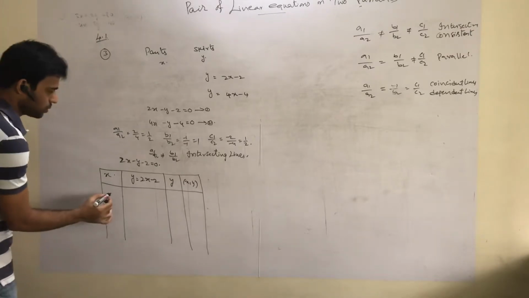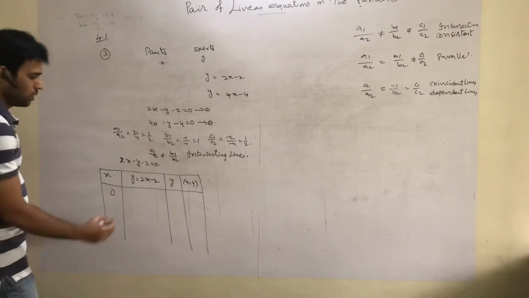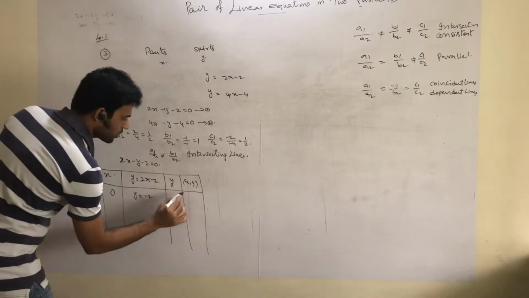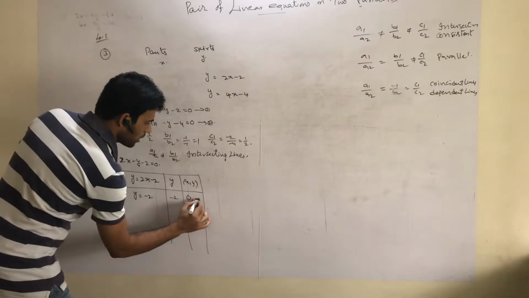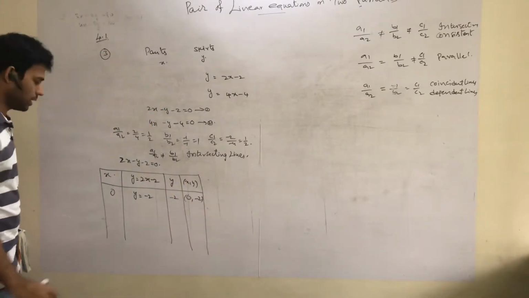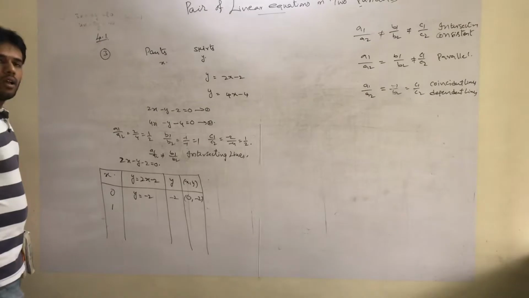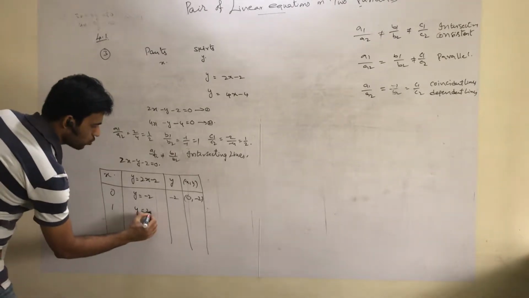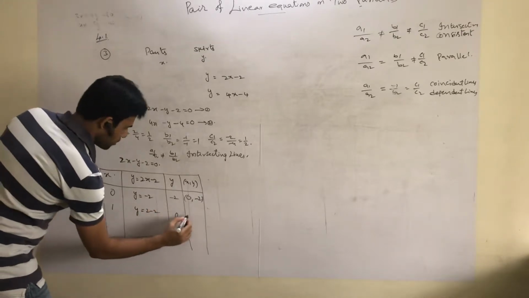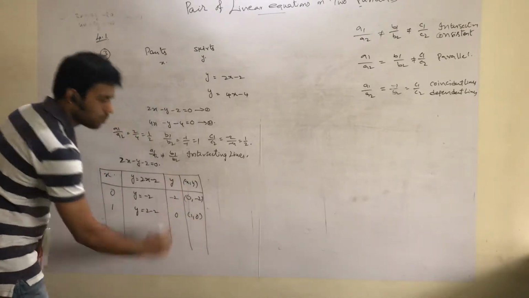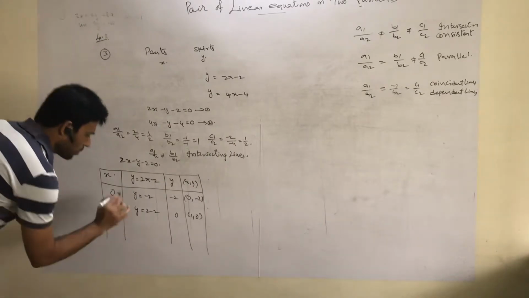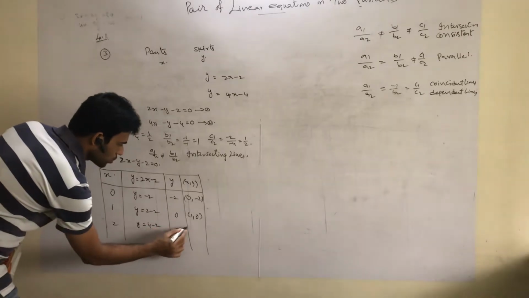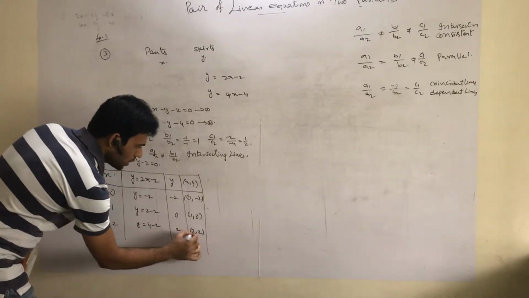Just find that. Let's substitute x as 0. So y becomes 2 into 0 is 0, so minus 2. So y is minus 2, so 0 comma minus 2. That's one coordinate. Let's consider x as 1. So y becomes 2 into 1 is 2 minus 2, that is 0. So the coordinate becomes 1 comma 0. And similarly, put the value 2. So y becomes 2 into 2 is 4 minus 2, that is 2. So this becomes 2 comma 2.